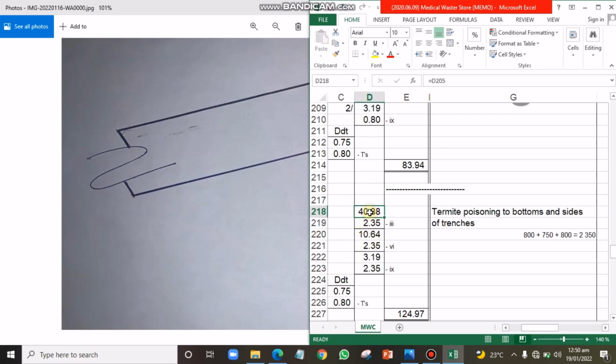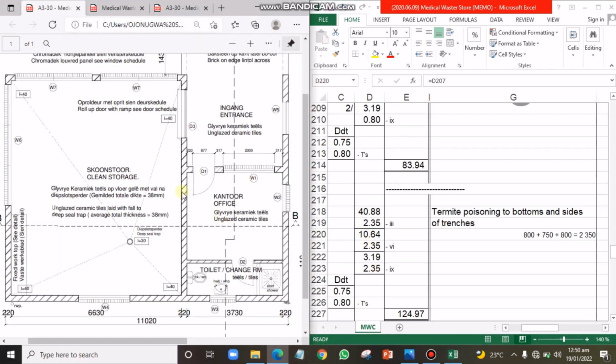We'll book the main girth for external, 40.88 by the girth for the sides and bottom of the trench, which is 2.35. Then we are still going to book the main girth, this internal main girth, that is for this wall plus this wall, which we have as 10.64, by the girth that I got for the width and depth of the trench. Then this last one is for this 110 last wall here. So we have it as 3.19 by 2.35, which we've calculated here earlier.